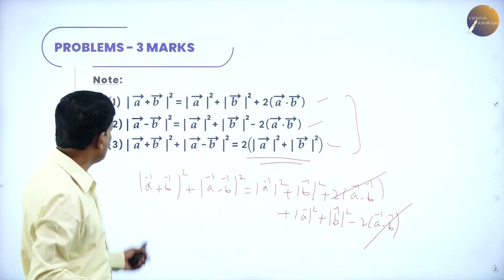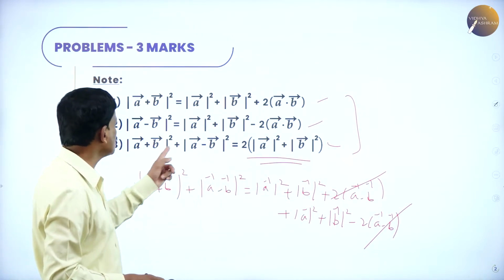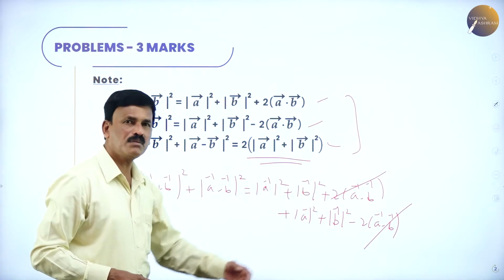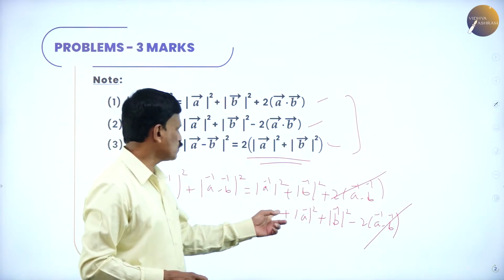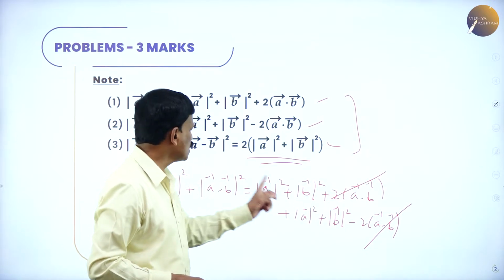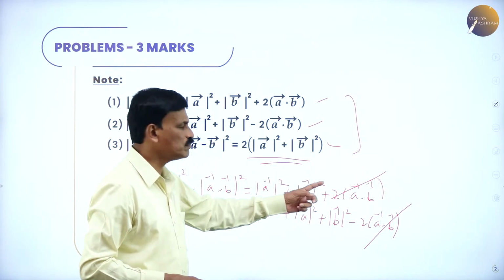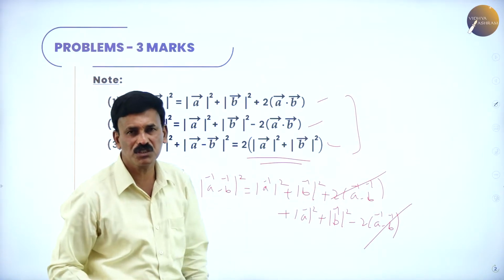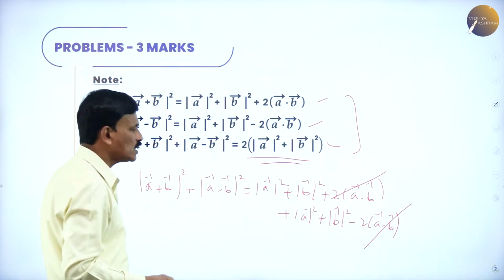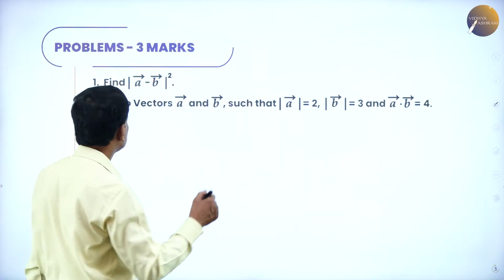Now, if you want A plus B whole square minus A minus B whole square, multiply by a negative sign, what happens? This becomes minus and plus. Plus A square minus A square gets cancelled. You will get 2 times A dot B plus 2 times A dot B, which is 4 times A dot B. Now, let us come to the problems based on this.